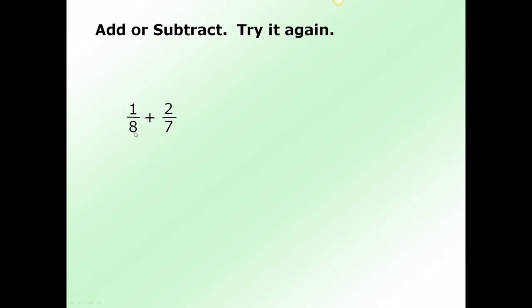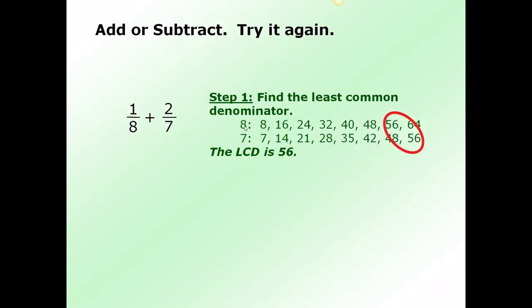8 times 1, 8. 8 times 2, 16. 8 times 3, 24. 8 times 4, 32. And you just keep writing out your multiples of 8. Then you do your 7. 7 times 1 is 7. 7 times 2 is 14. 7 times 3 is 21. Aren't you glad you memorized your multiplication tables? And you wrote them all out and you found, oh my gosh, it's way out at 56.